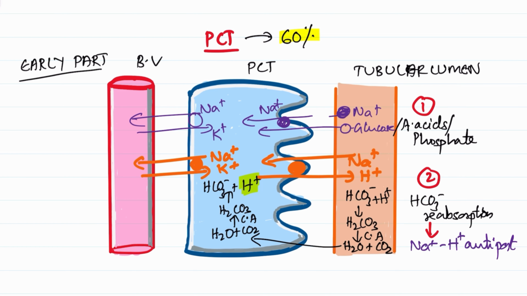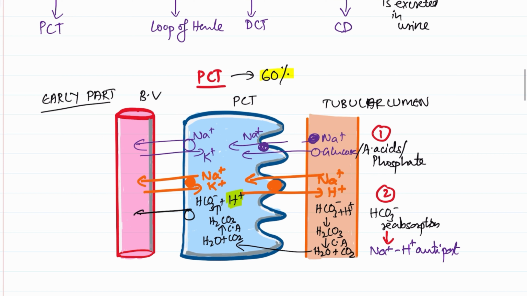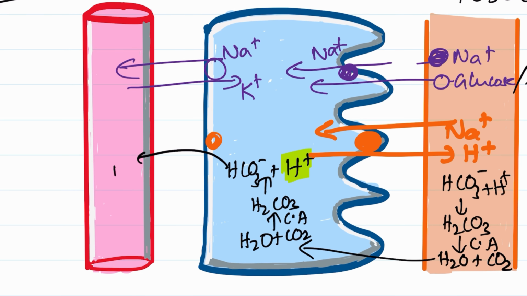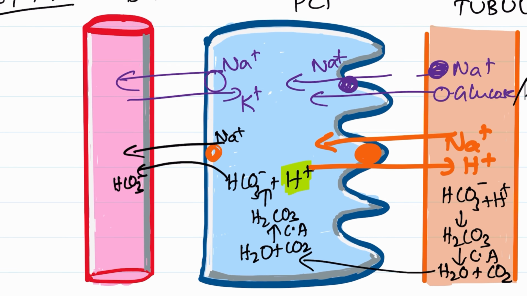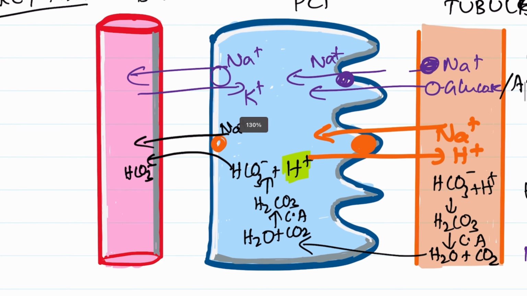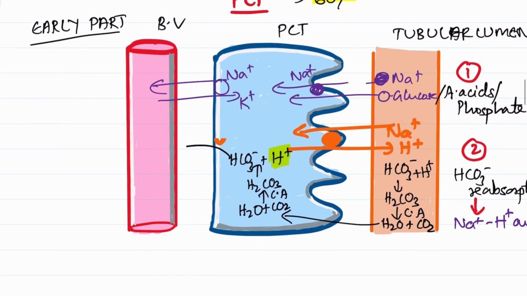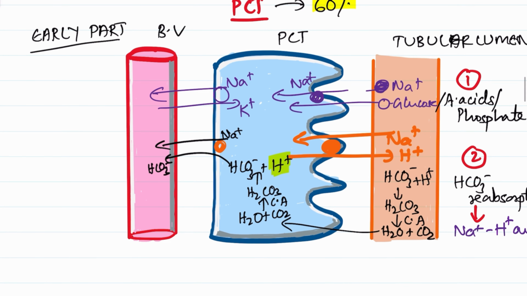Again we use the help of sodium potassium ATPase to enter into the blood vessel. Now the bicarbonate molecule will enter into the blood along with the sodium. That is the sodium bicarbonate symport. So that's how sodium gets absorbed. These are the two mechanisms of sodium absorption in the early part.